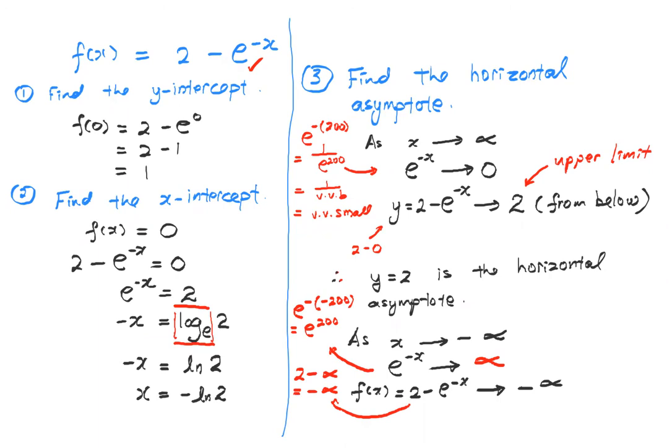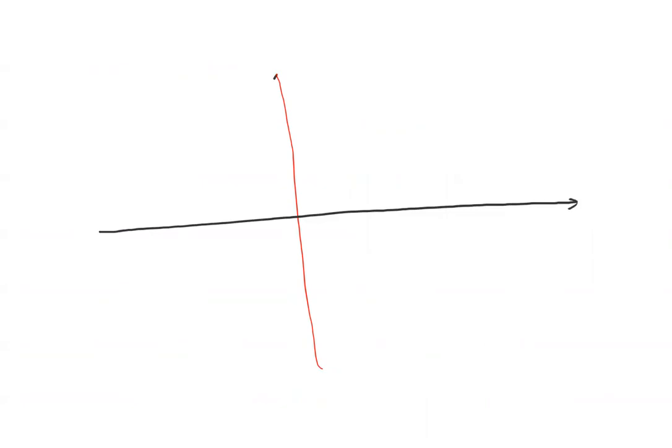So if I want to sketch the graph for this one, okay, let me sketch the graph for you. Based on all this information, this is my y-intercept, this is my x-intercept, this is my horizontal asymptote. Okay, I go to the next page. I sketch the graph for you to have a look at it. Okay, so what is the y-intercept? 1. 1, correct?